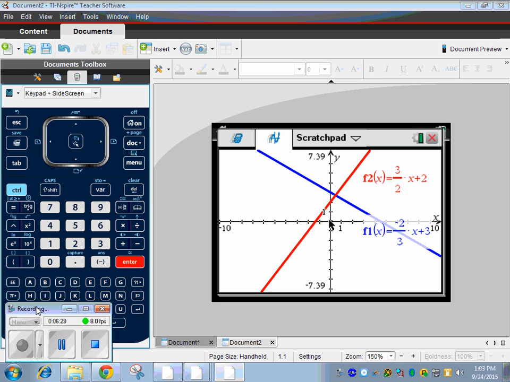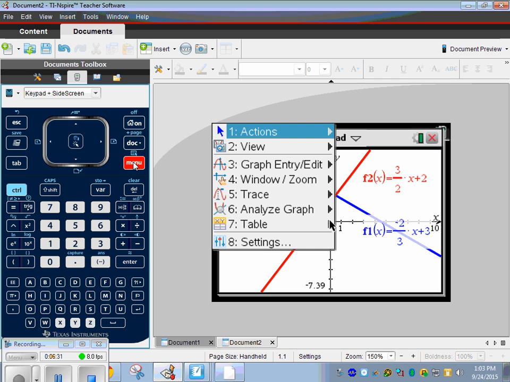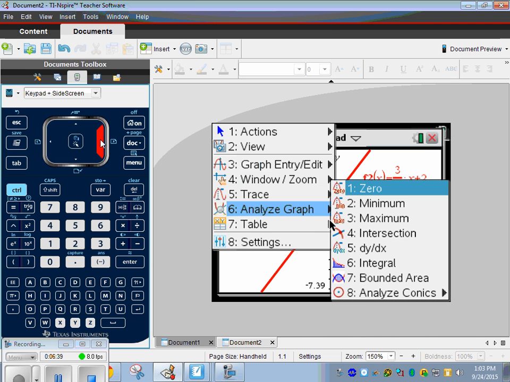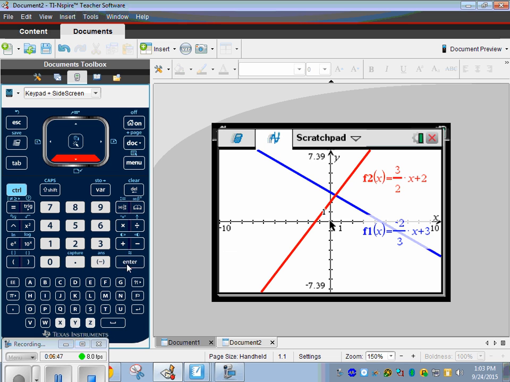Okay, so now what we're going to do is go to Menu and scroll down to Analyze Graph. Okay, Analyze Graph. Right arrow key, and then the down arrow key goes to Intersection. That's what we're finding, the intersection between the two lines. Press Enter. Okay. You're going to use your finger like a mouse right here on this thing.